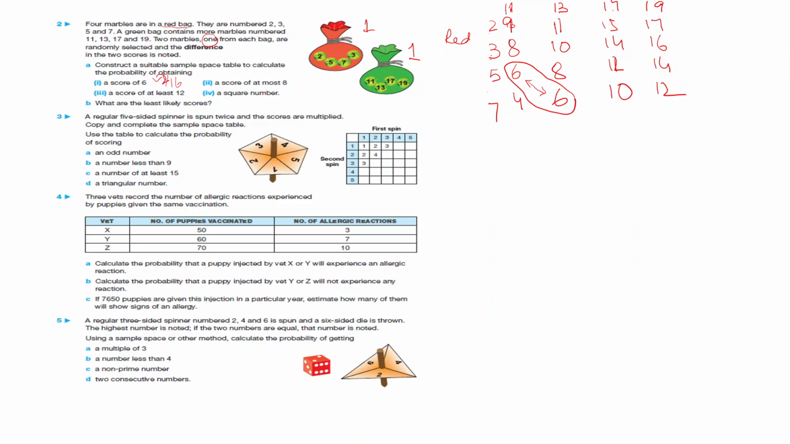A score of at most 8. At most 8 means including 8. So the score less than 8. Okay, so 1, 2, 3, 4, 5. The possibility is 5. 5 out of 16. A score of at least 12. Right, so 5 is till 8. So 5 you can count.